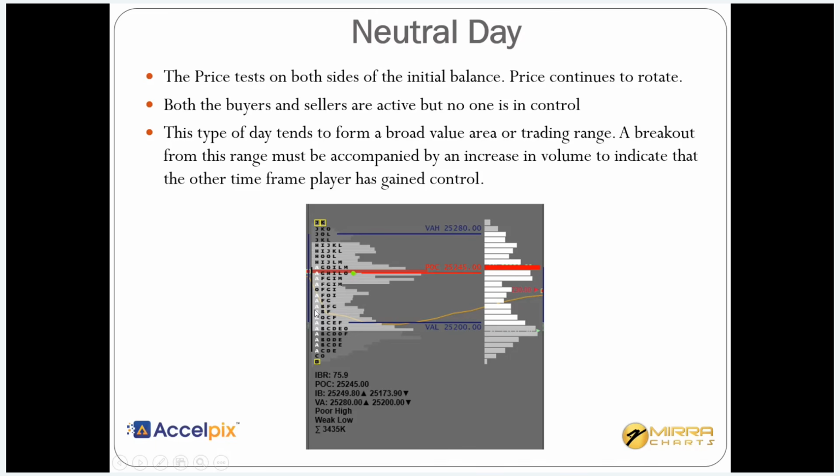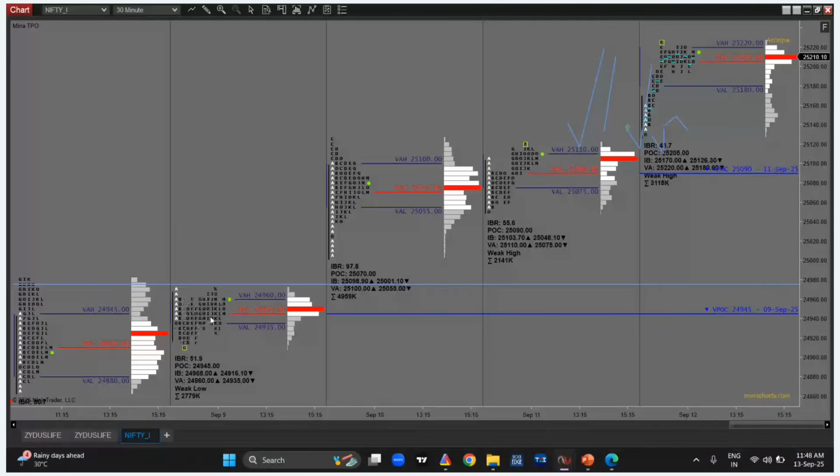So it closes at the center. That means both buyers and sellers are fighting each other. Still, no one has gained control. Both buyers and sellers are fighting each other. Still, no one got control. So the same thing here on 9th September. If you go and check, it came to this IB low, then pushed. It came above this IB high, then pushed. So no one had gained control.